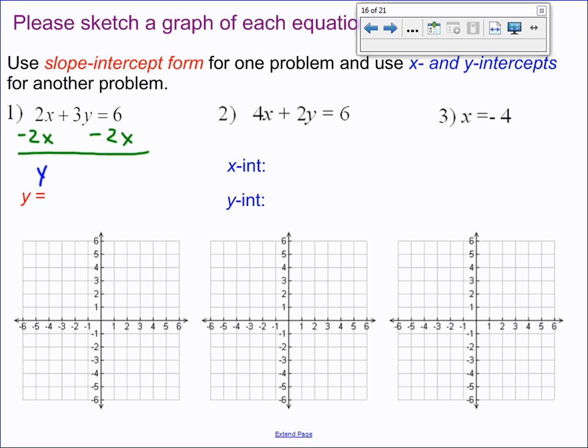So 3y equals negative 2x plus 6. And we'll finish it out by a division. I'll divide each term by 3. Therefore, my final answer would be y equals negative 2/3 x plus 6 divided by 3 is 2.